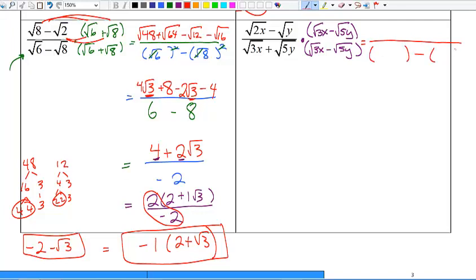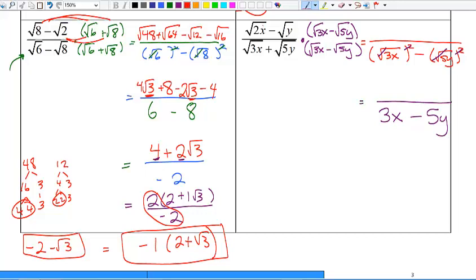In the denominator, I'm going to use my shortcut a squared minus b squared. I know that a is the square root of 3x, and I know that b is the square root of 5y. And when I reduce, in the denominator, it looks like I have just 3x minus, because there's a minus in the formula, the square root and the square undo each other, and that gives me 5y. So now I have successfully got the denominator to not have any radicals in it.